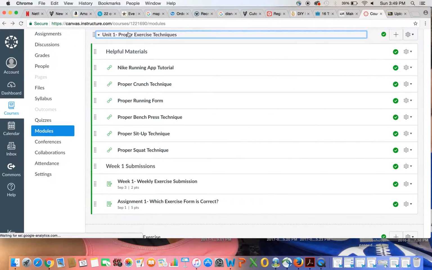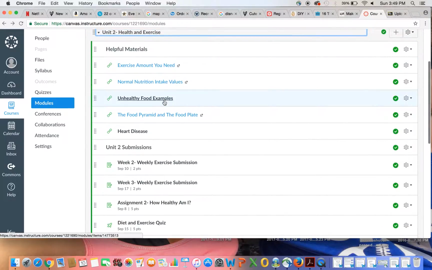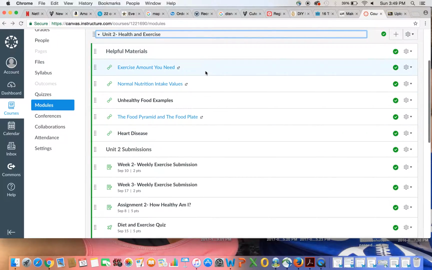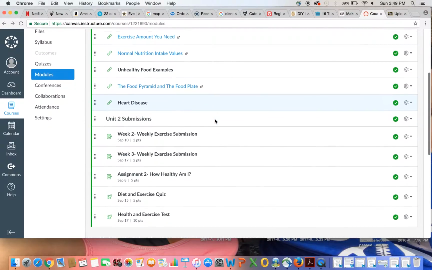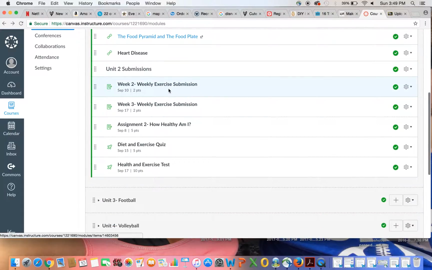Moving to unit 2, that's going to be my health and exercise unit. This is going to be about heart disease, exercise, eating right, diet, nutrition, all that kind of stuff. So I've got my helpful materials again. Students can click through these to get to the right page that they need. I've got my submissions down here: week 2, weekly exercise submission, and week 3, weekly exercise submission. Again, making sure that they're submitting their 2 hours of weekly exercise per week.